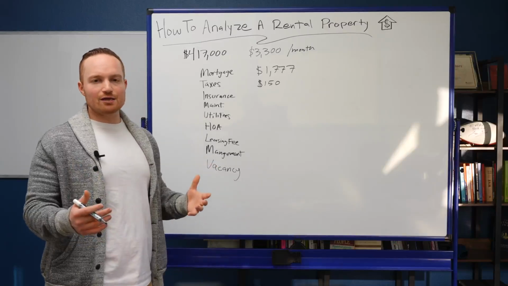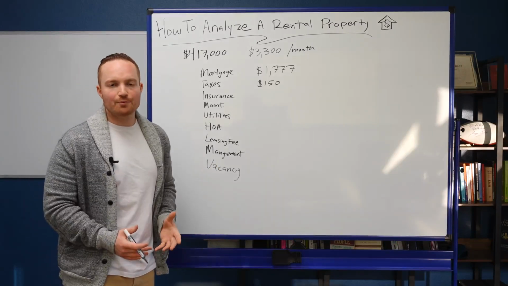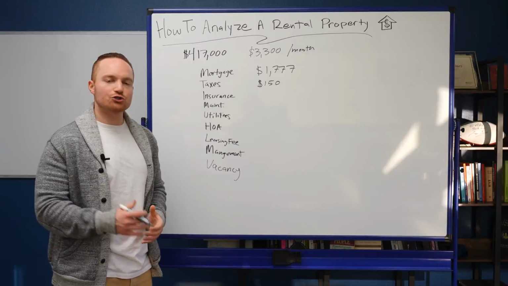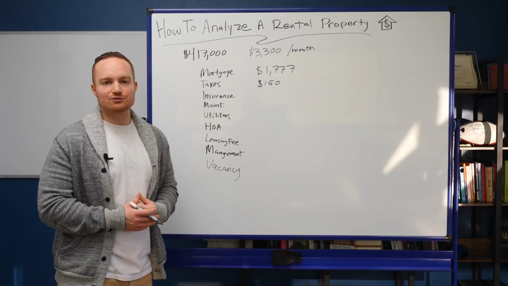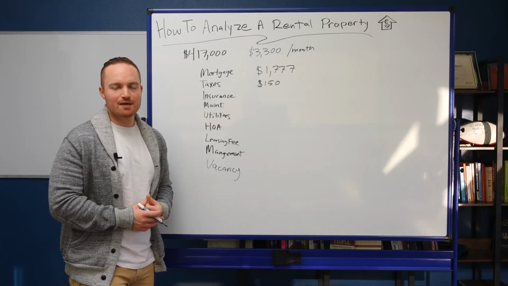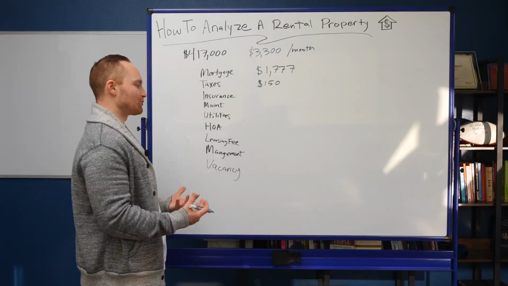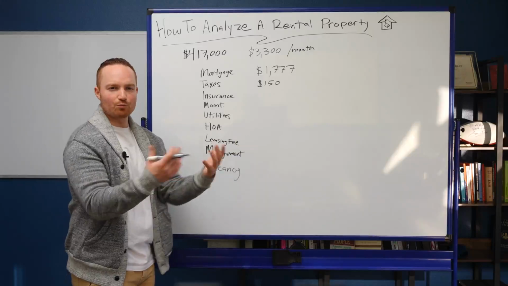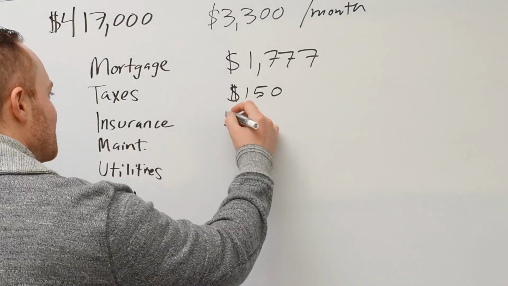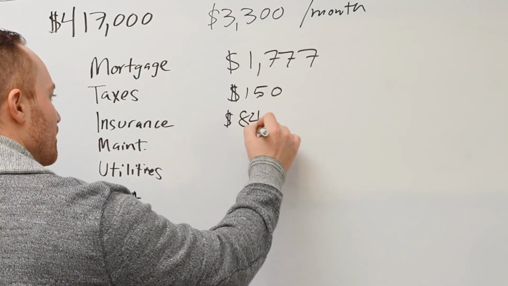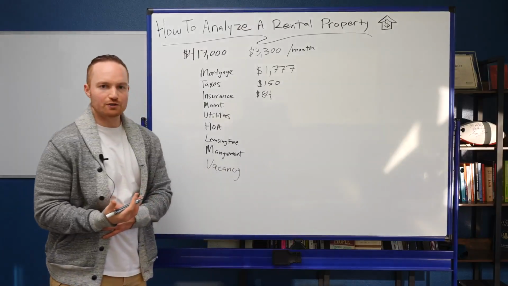You can easily get a quote for a particular property from an insurance broker or an insurance agent within a matter of days. So it's better just to go directly to them, and eventually you'll start to have an idea of what number will work for you and what numbers will work for properties in your market. So in my case, this was about $84 per month for the insurance, okay?